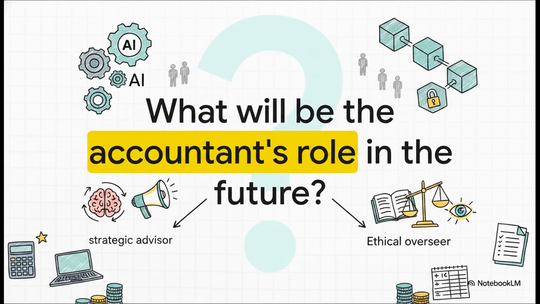Which brings us to the end of our review explainer, and I want to leave you with a final question to really ponder over your studies tonight. As AI and blockchain successfully eliminate human error and completely remove the need for intermediaries, what is the accountant's true role going to be in the future? Are we simply going to become strategic advisors or maybe ethical overseers? Think deeply about that as you review your notes tonight.